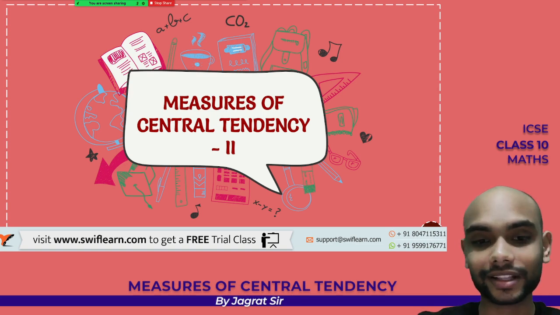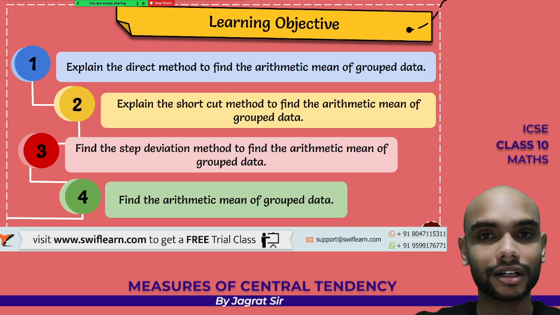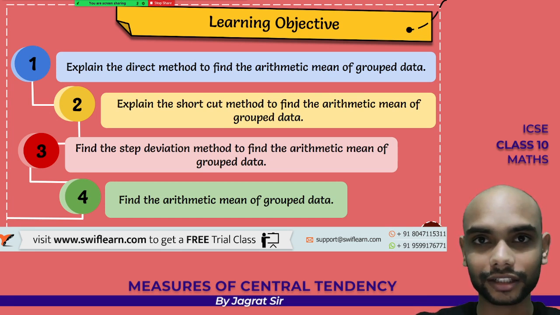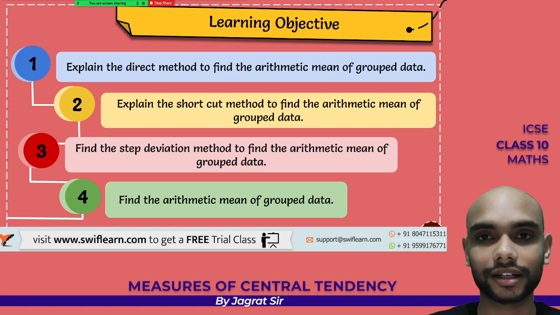And here I am with the second video of Central Tendency. In this video we are going to study about the grouped data. The grouped data is like 10 to 20, 20 to 30, the continuous data that we have. So we are going to discuss all the three methods: direct method, shortcut method and step deviation method.